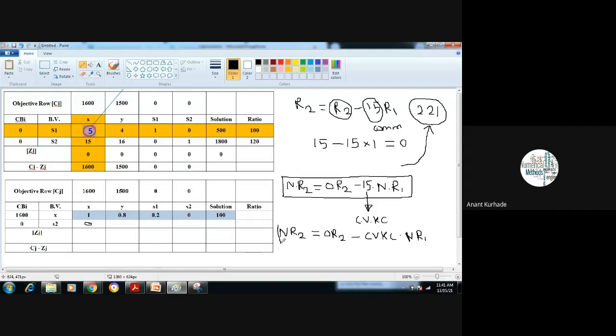Now write down this formula. You cannot find this formula somewhere else. Now you can easily understand this. NR2 is equal to OR2 minus CVKC, the corresponding value of key column, into the new value of row number 1. Do you understand this formula?